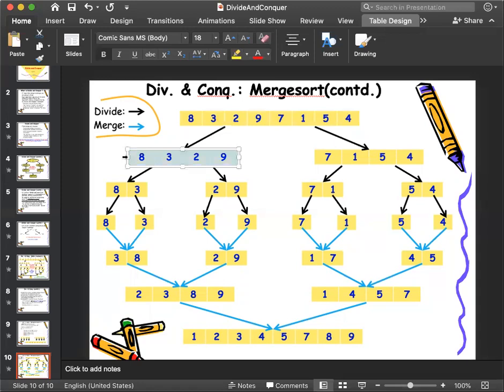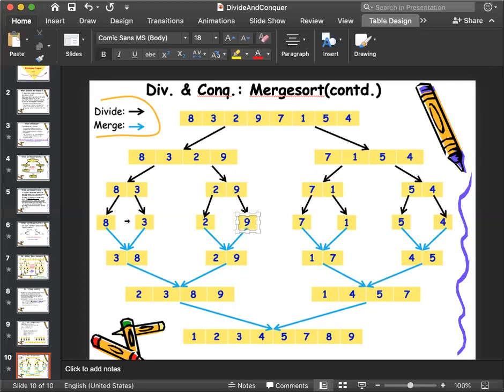How long will we go? Until the lists become single numbers, I will keep dividing the whole list. So now 4 can be divided by 2: 8 and 3 in one list, 2 and 9 in another list. Now 8 and 3 can be divided into two single numbers, that is 8, 3, 2, 9. As you can see, every number is single now. I divided the whole list into single numbers, and now my division is complete.